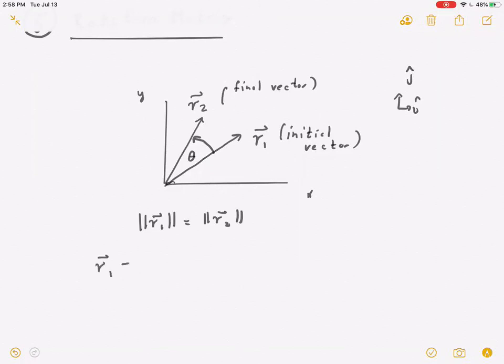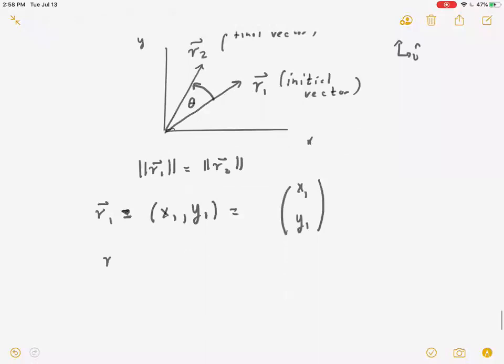So let's tackle this problem a little bit more carefully. R sub 1 is going to have two components, x sub 1 and y sub 1, and I can write it as a vector in column representation. And R sub 2 is going to have two components, x sub 2 and y sub 2, and I want to write it as a vector in column representation.